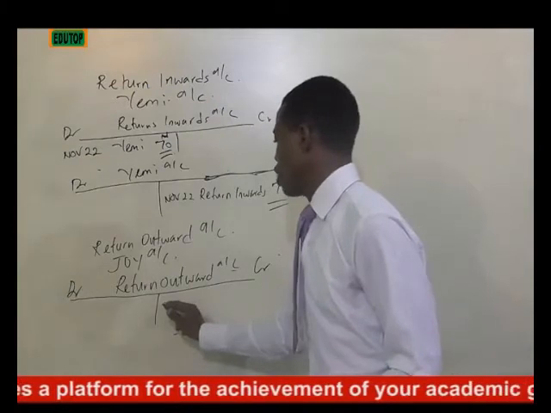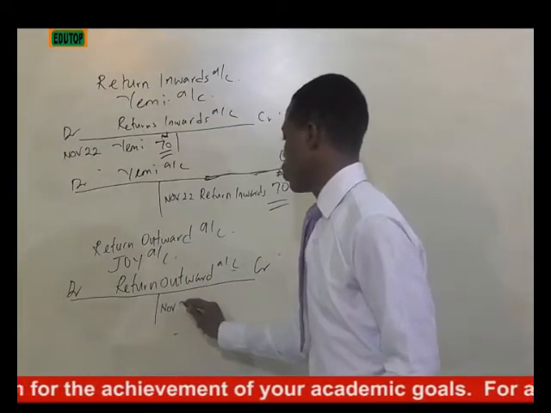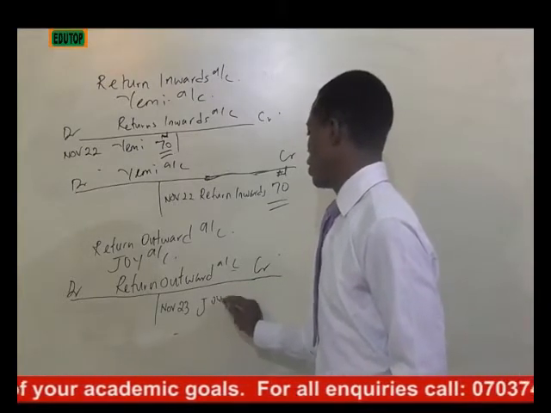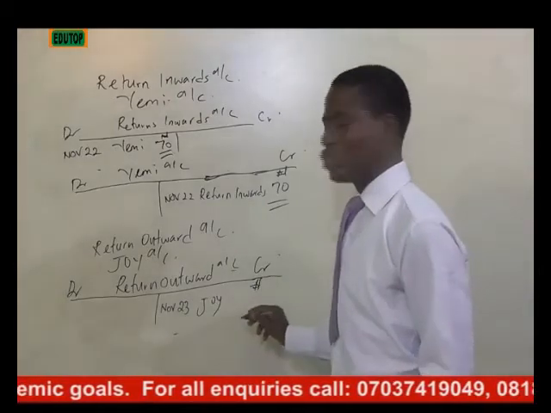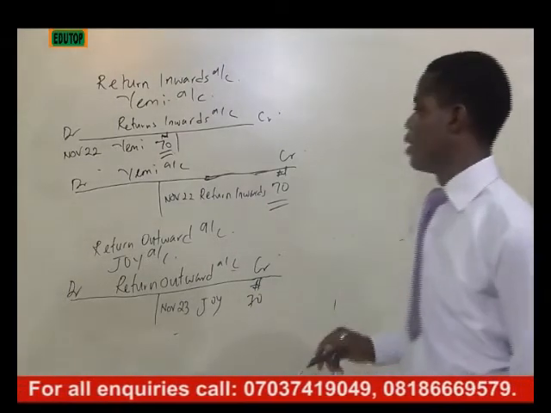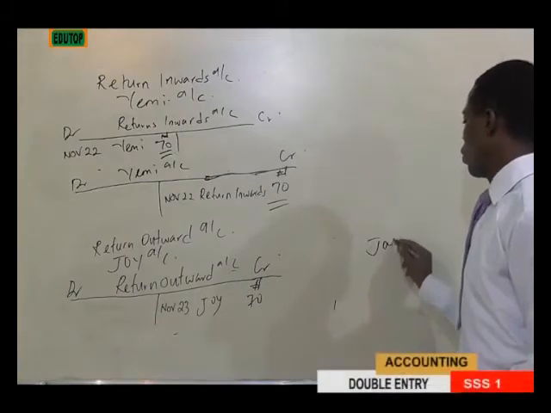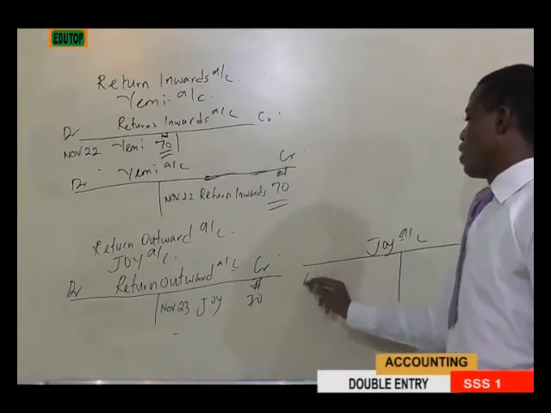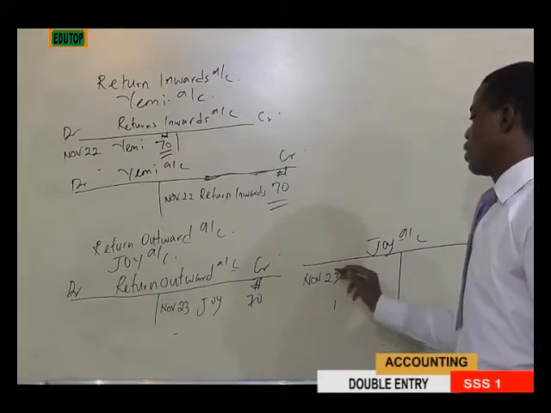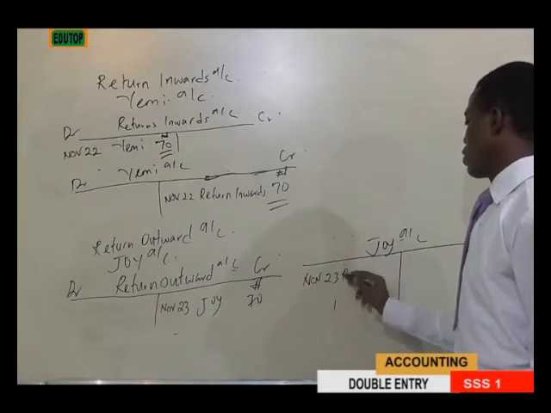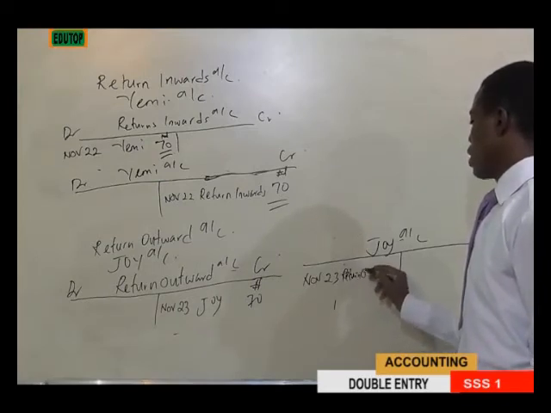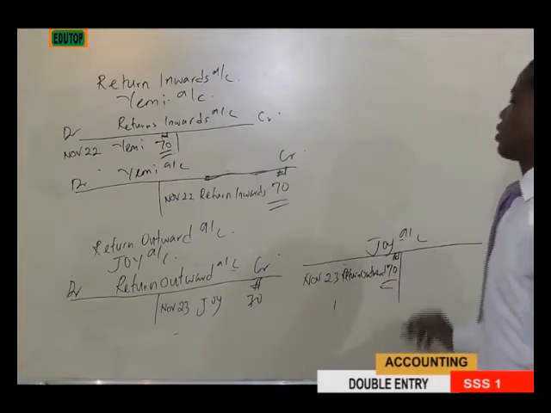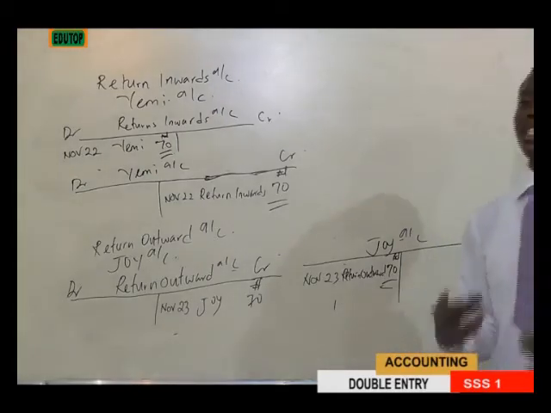That means this is November 23. You write Joy. How much? 70 naira. Then you prepare Joy's account. Who is receiving it? Which is November 23, return outward. How much is it? It is 70 naira. So those are the illustrations.